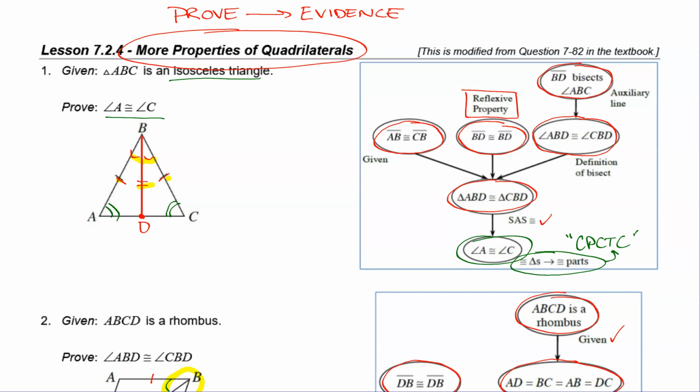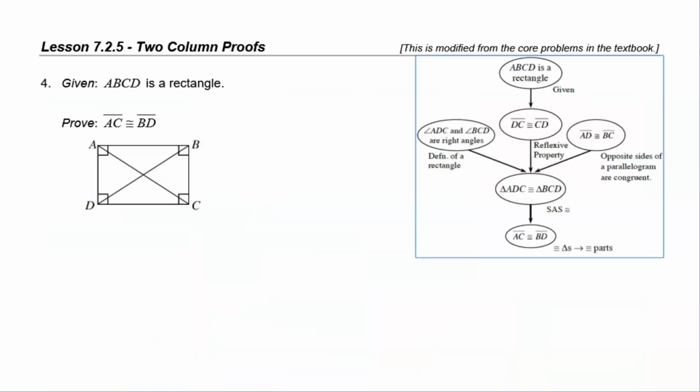Okay, folks, that's it for lesson 7.2.4. Let's jump now into lesson 7.2.5. The title of this lesson is simply two-column proofs. Sounds easy enough.